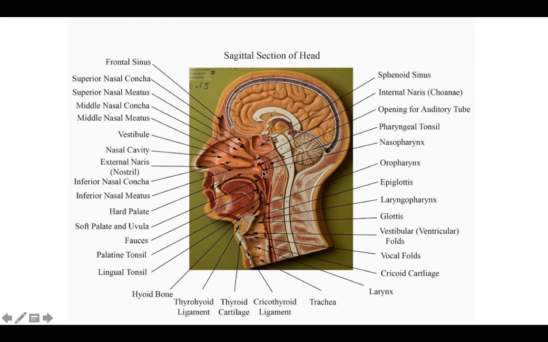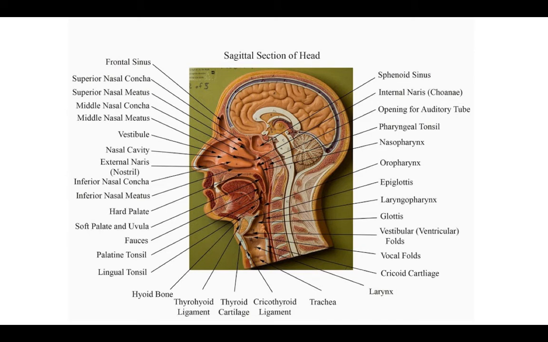Then we get into the oropharynx. So again, the oropharynx is going to be down here. The oral cavity is going to open up into this portion of the oropharynx. And the oropharynx is going to contain the soft palate or the uvula. So here's the soft palate that consists mostly of the uvula. You can see that when you open up your mouth and look in the back of your throat. You see the uvula in the center hanging down there.